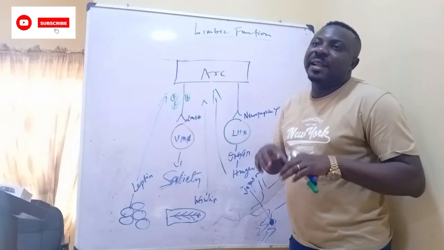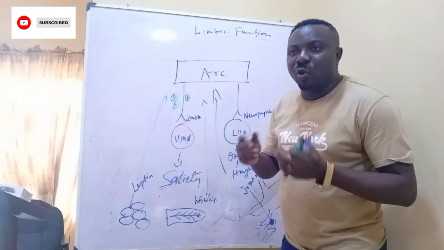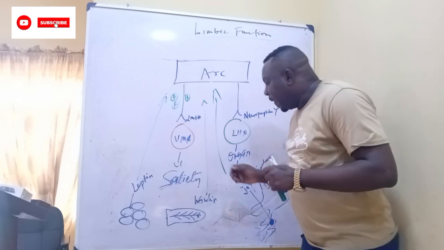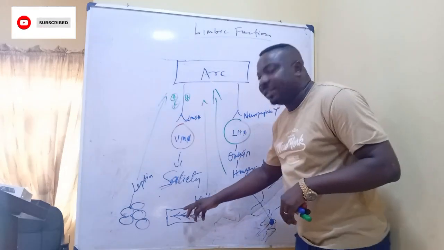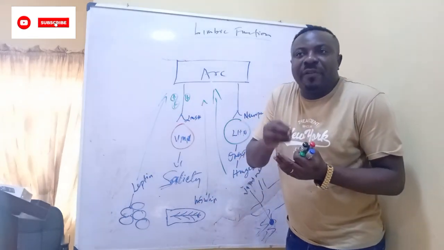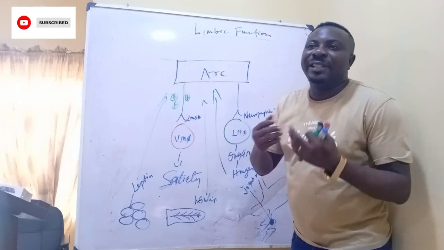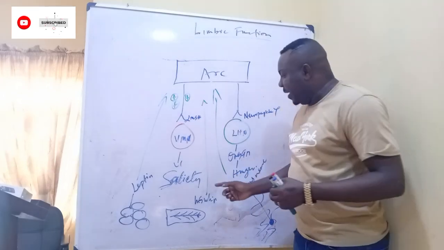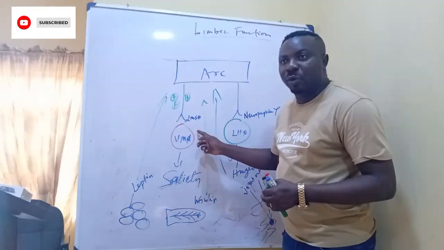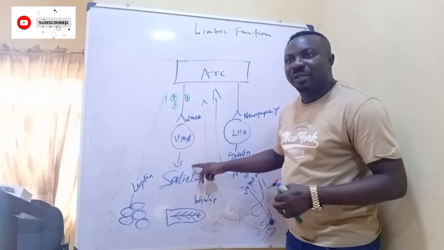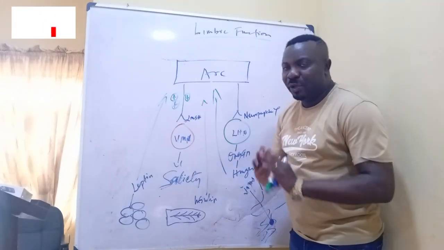And when you eat a lot of carbohydrates, carbohydrate will be metabolized into glucose. Glucose will stimulate the beta cells of the islets of Langerhans to release insulin. Insulin will go and stimulate the ventromedial nucleus of the hypothalamus and bring about satiety. And when you are full, you stop eating.